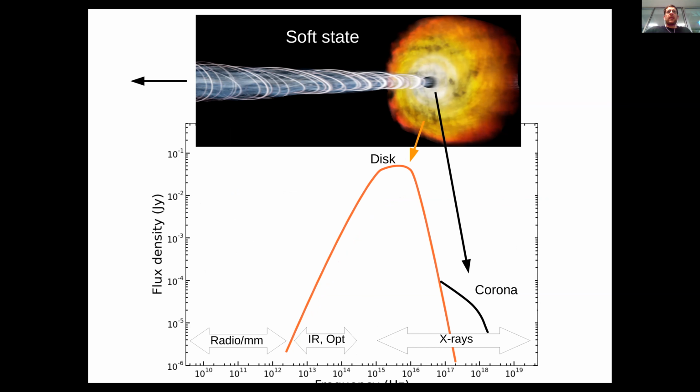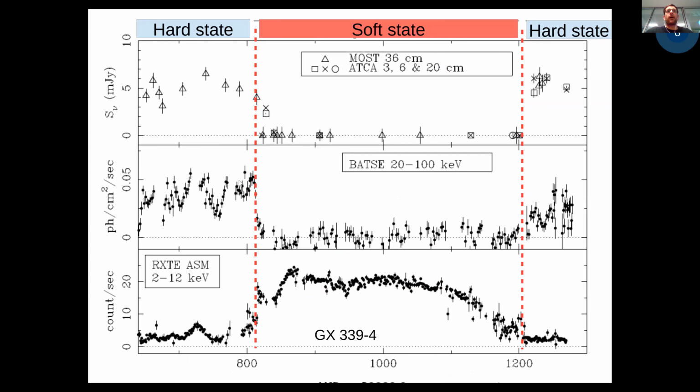Now we clearly see this evolution in real data, and here's some of Rob's early work on GX 339-4, which shows the radio light curves, the hard X-rays, and the soft X-rays. We clearly see that the radio emission fades away just as the source transitions from the hard to soft state, as the hard emission dramatically decreases. I'll talk about this a little more in a minute, but we also see the compact jet recover after the soft to hard transition at the end.